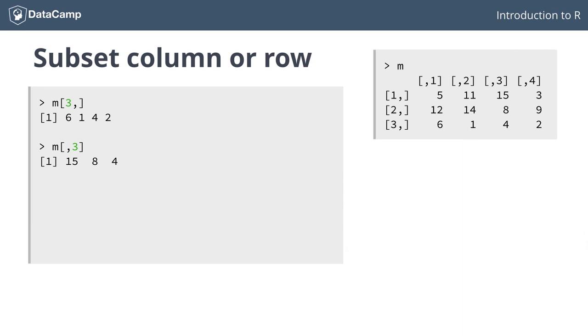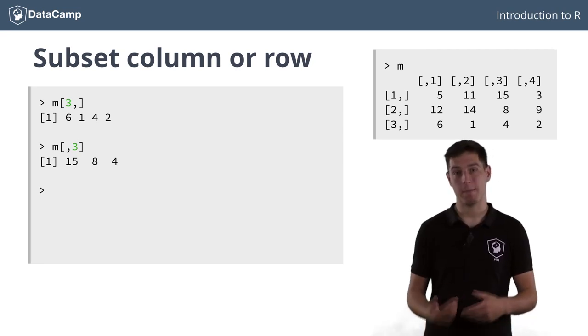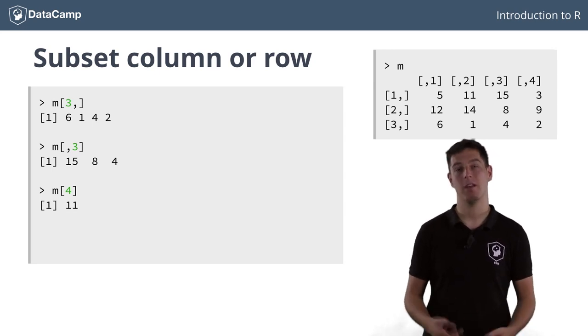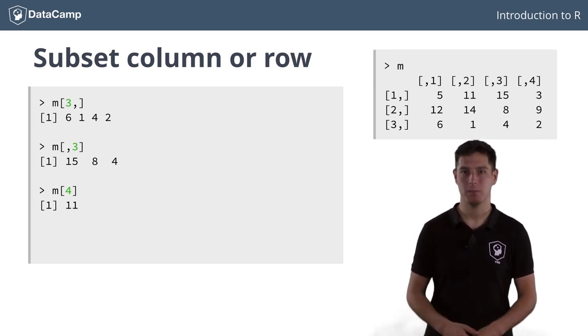Now, what happens when you decide not to include a comma to clearly discern between column and row indices? Let's simply try it out and see if we can explain it. Suppose you simply type m and then 4 inside square brackets. The result is 11. How did R get to that?